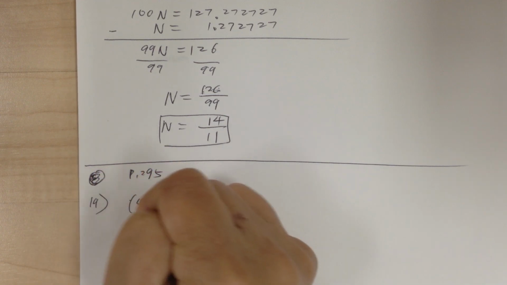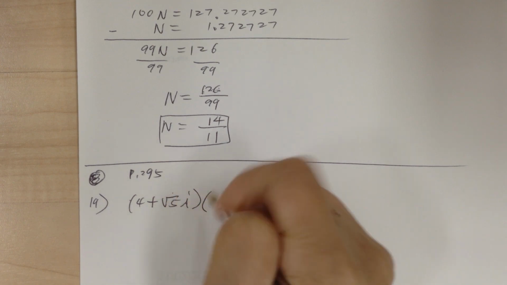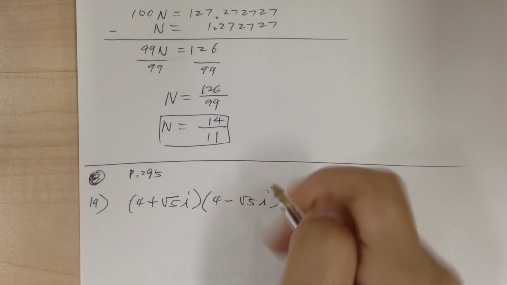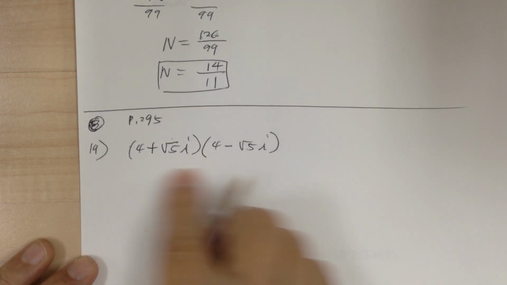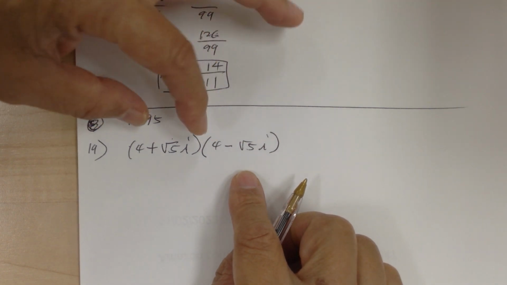Okay, you got 4 plus, I want to write the i in the back, because I don't like to write i in the front. It looks kind of awkward. So I'm going to rewrite it so that i is in the back. Okay, so this is a conjugate. So when you multiply conjugates, you can just multiply the F and L, or the corresponding parts.